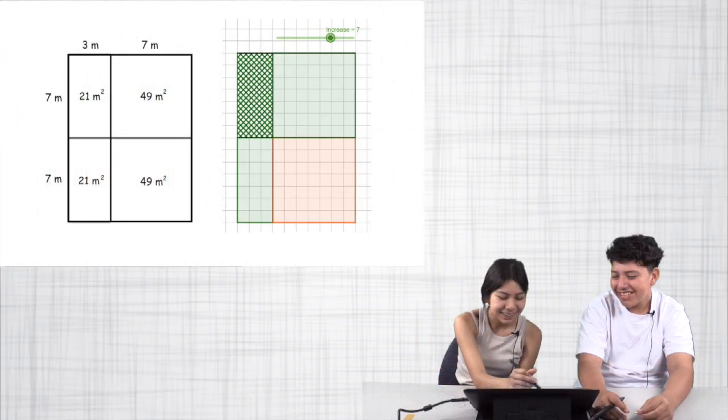Emily and Mauricio did it. They created a drawing that fit with what the applet made when the increase in length and width of Ariana's original garden was 7 meters. Now, they are ready to generalize their two methods for finding the area of Ariana's new garden and express both methods using algebra.